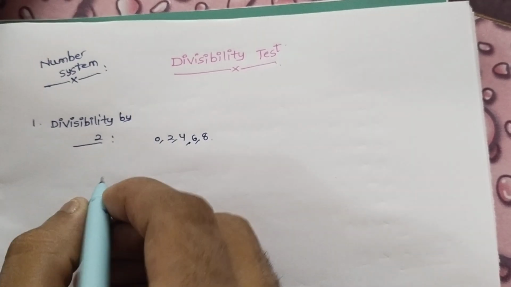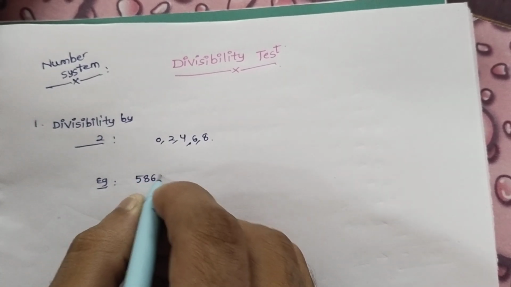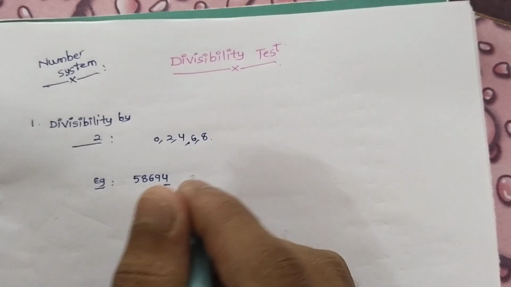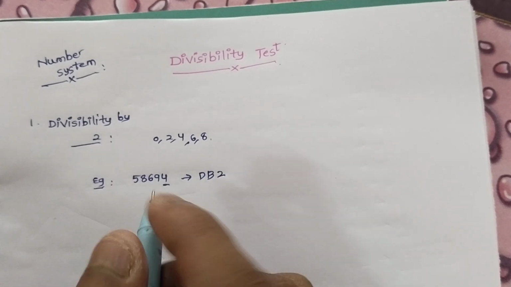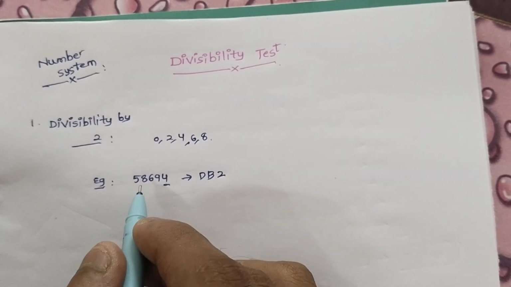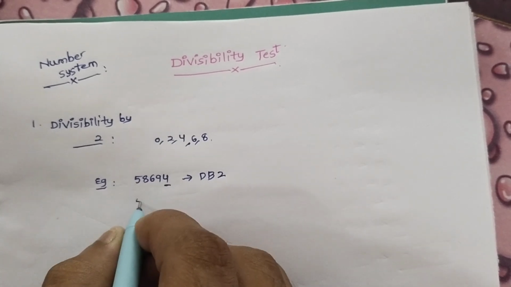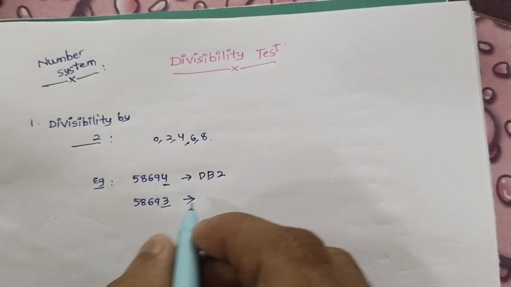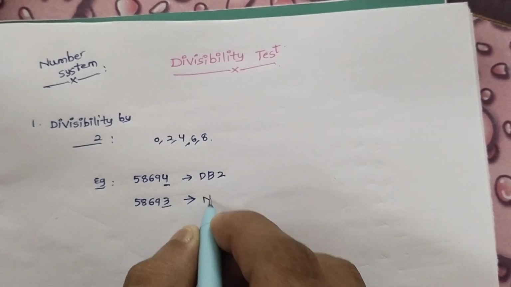Let's take an example. 58694. This number ends with 4, so it is divisible by 2. No need to check all the digits in the entire number. 58693 is not divisible by 2.